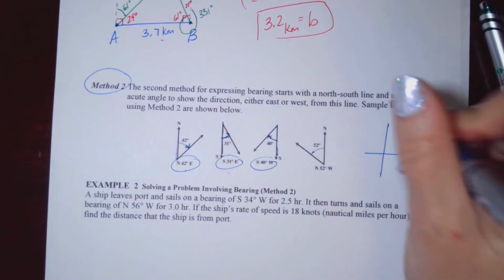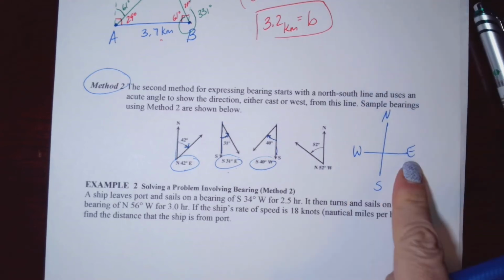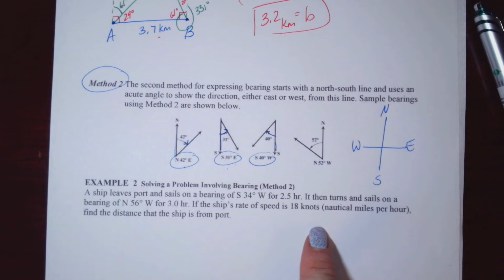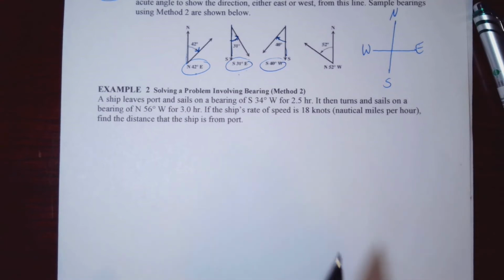You're going to have to keep in mind that compass rose, north-south, west-east, reads "we," the word we, going left to right. Alright, so that's our second bearing method. Let's look at this example.